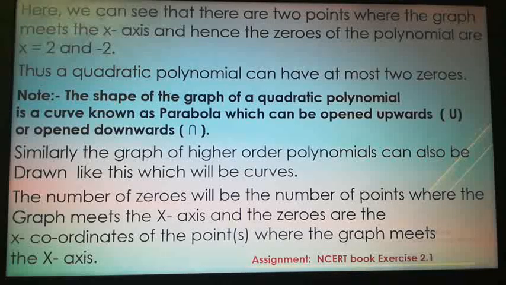Now go for answering the questions given in your NCERT textbook, exercise 2.1. There are different graphs given. Go for answering it.